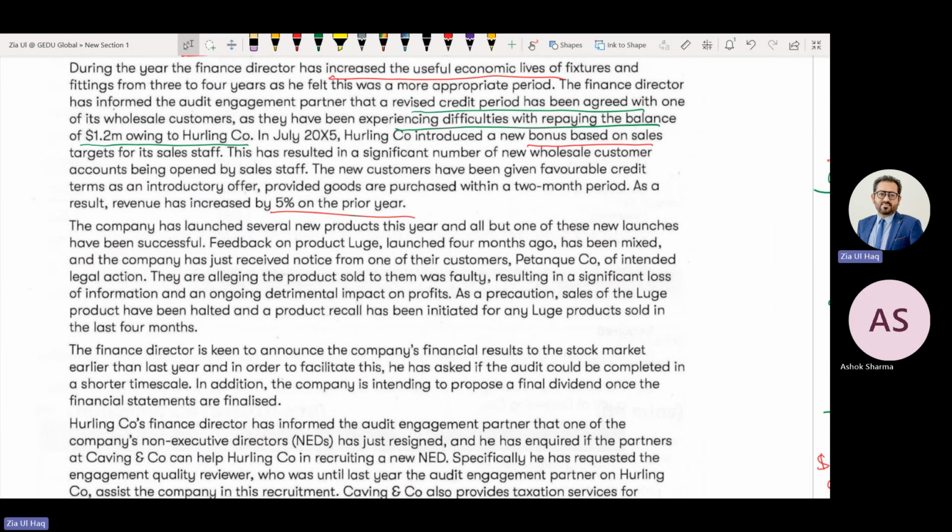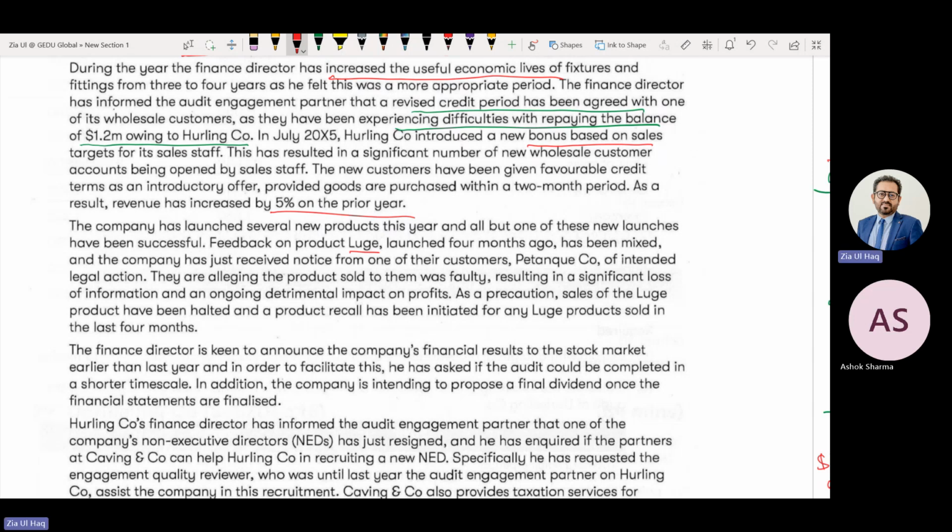The company has launched several new products this year, and all but one of these new launches have been successful. Feedback on the Luge product launched four months ago has been mixed.